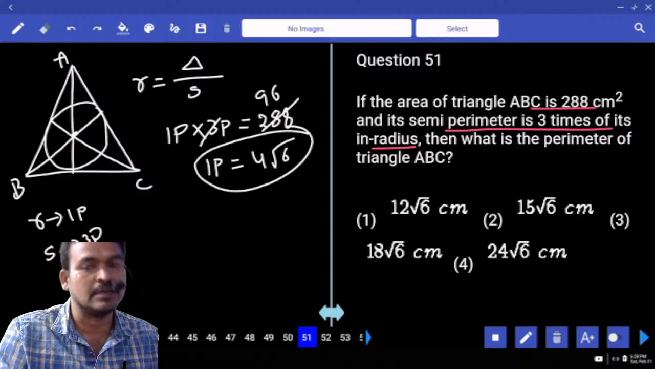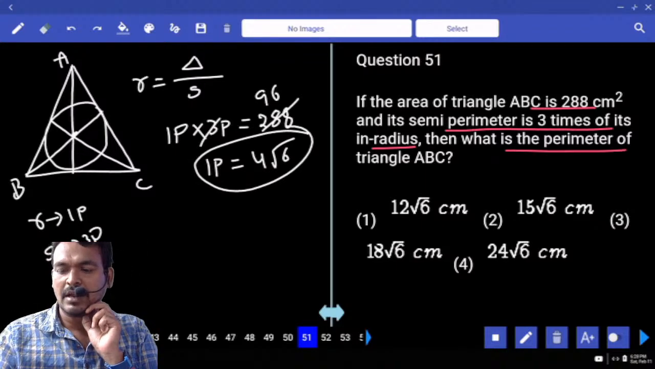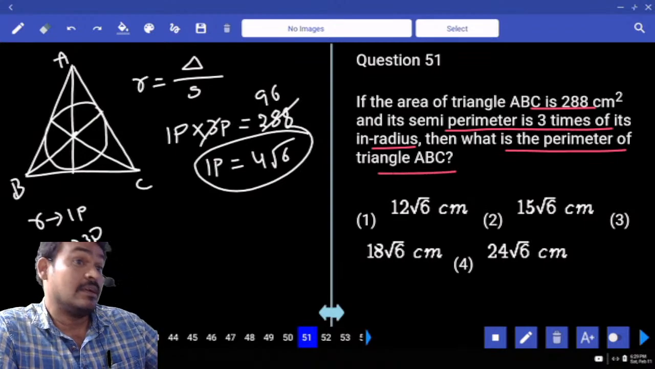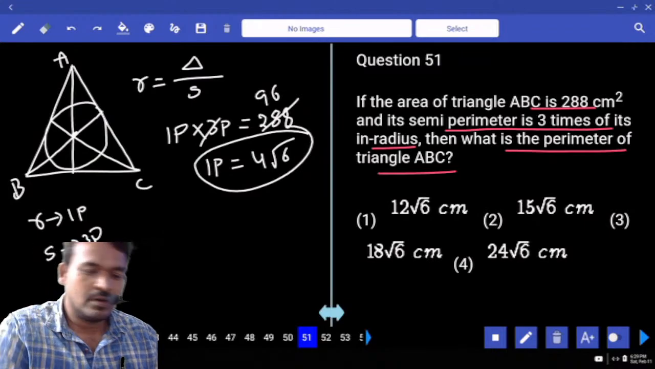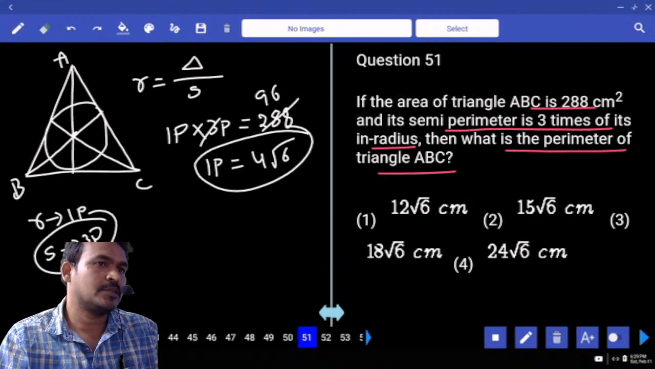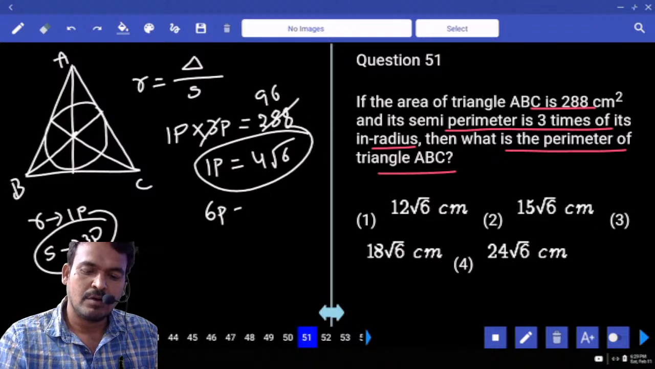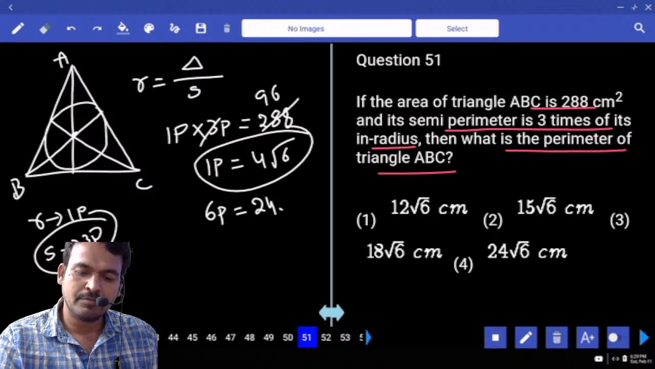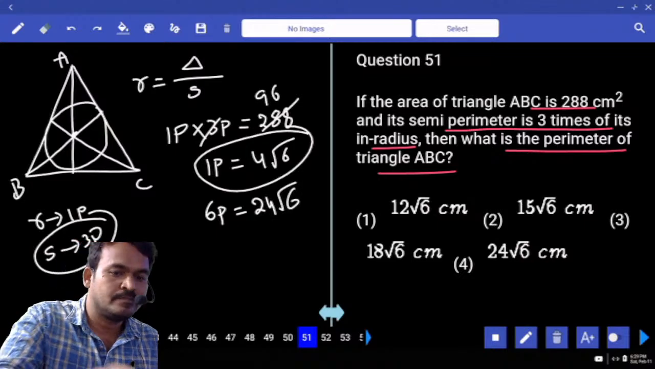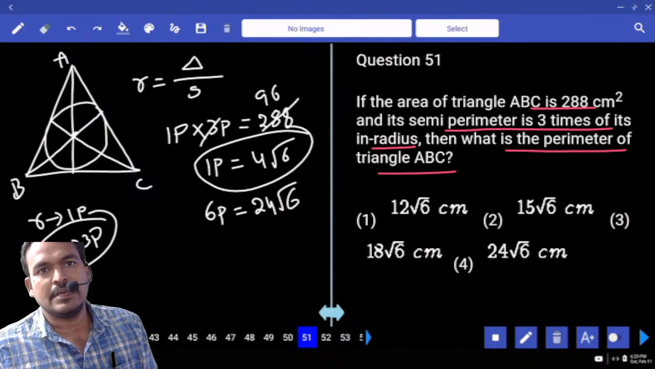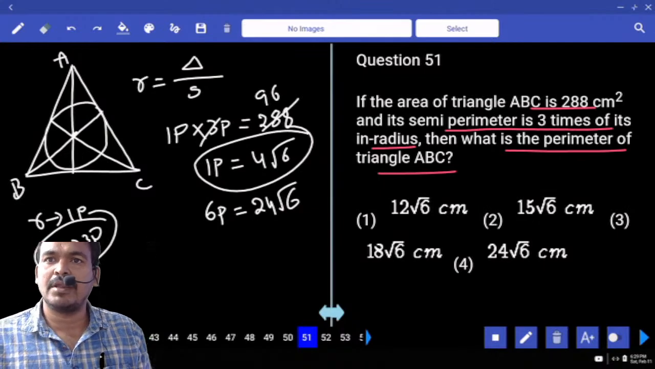4 root 6. What is the question here? What is the perimeter of triangle ABC? Perimeter means double the semi-perimeter. The semi-perimeter is 3 parts, so the perimeter is 6 parts. What is the 1 part value? 4 root 6. Then 6 parts value is 24 root 6. What is the inradius concept? Area by semi-perimeter.